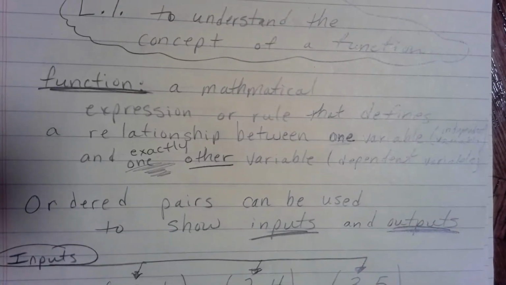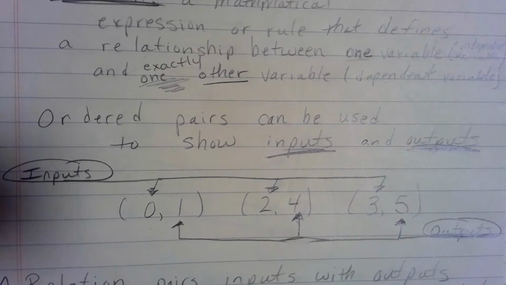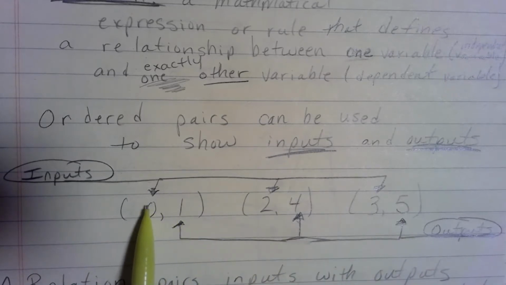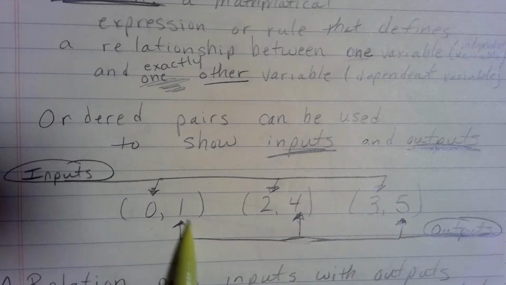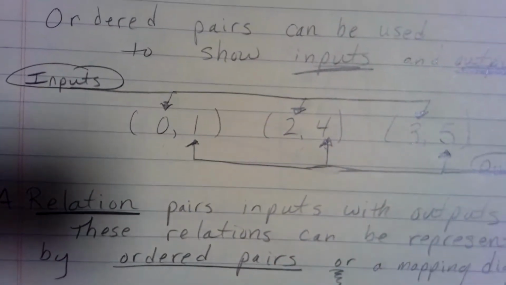Ordered pairs can be used to show inputs and outputs. This is really important, and you need to be able to apply this later in a different problem that we're going to do. I have some ordered pairs listed here. Notice the X is the input, the Y ends up being the output. The first number is the input, the second number is the output, X and Y. This is related to what we've been doing before, but we're just going to focus on the input and output. Eventually it'll circle back to lines.